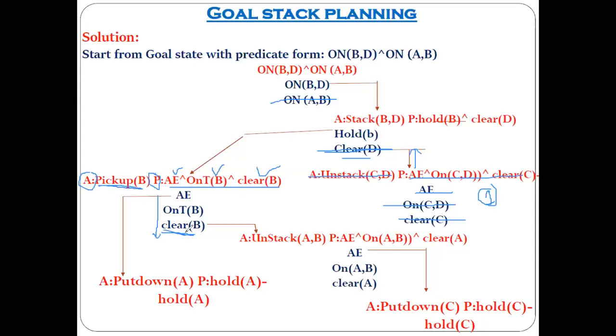Action 1. Updated state you have to see. Is B clear in it? Tell me. No, B is not clear. Then what has to be done to make B clear? Unstack A. Unstack AB.